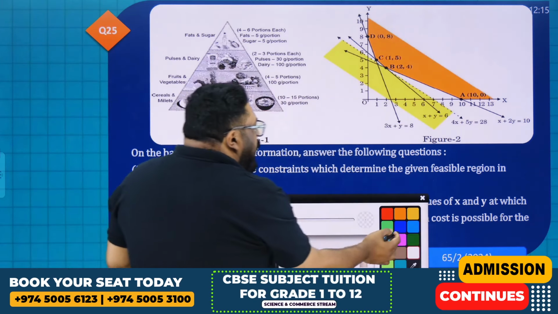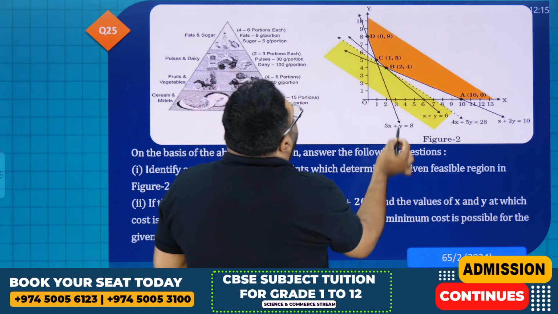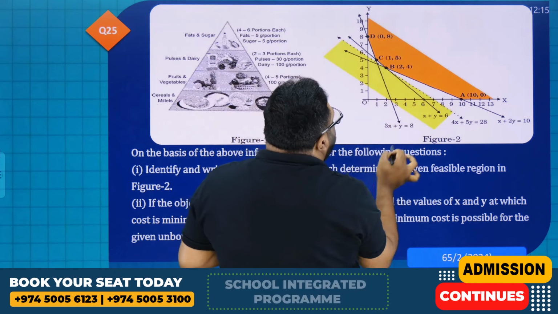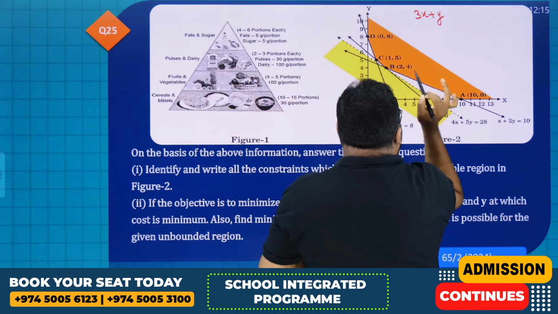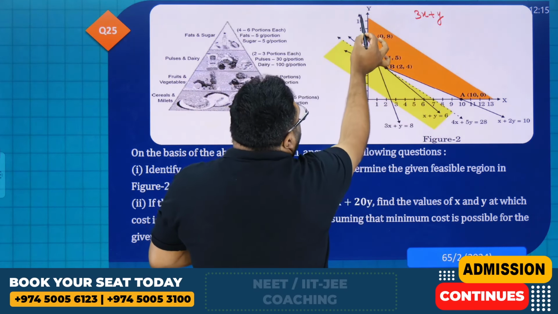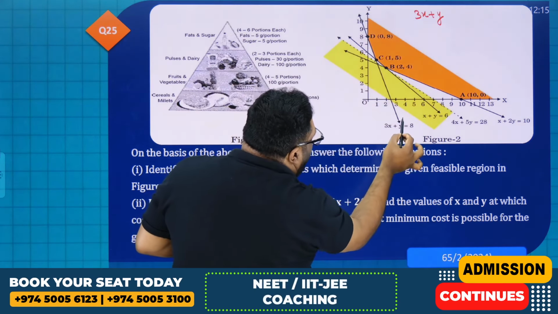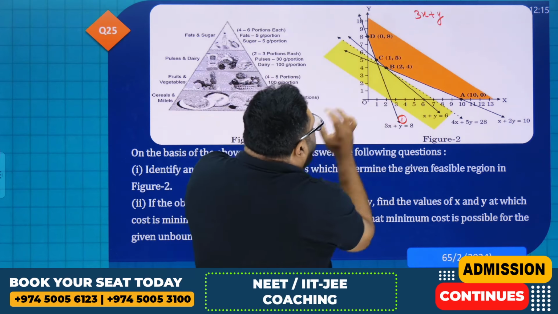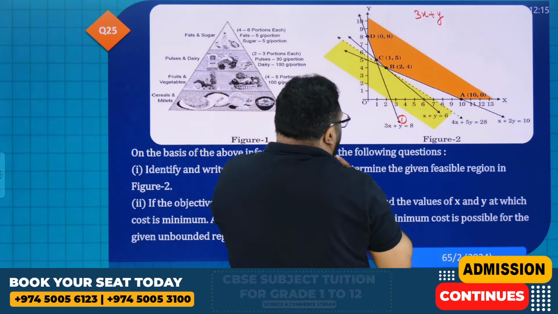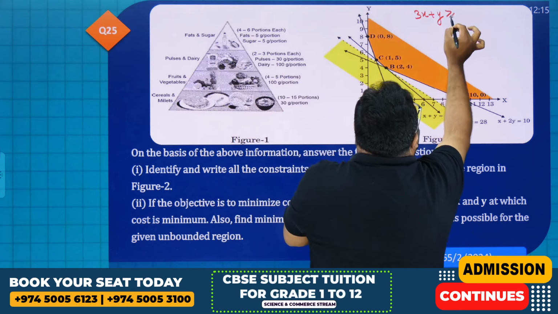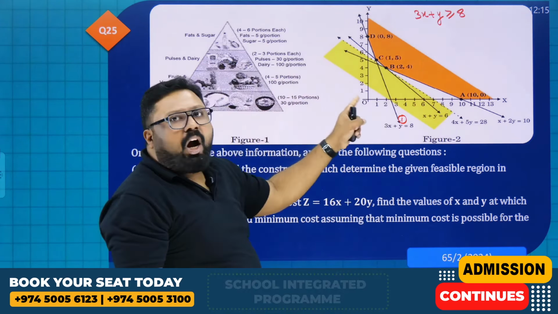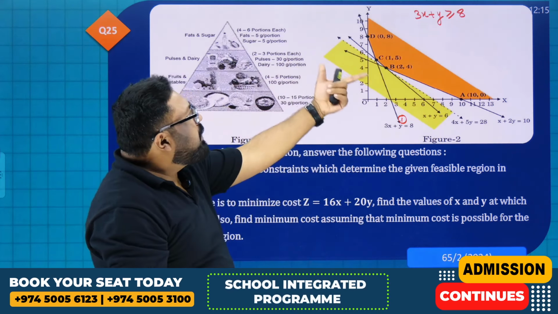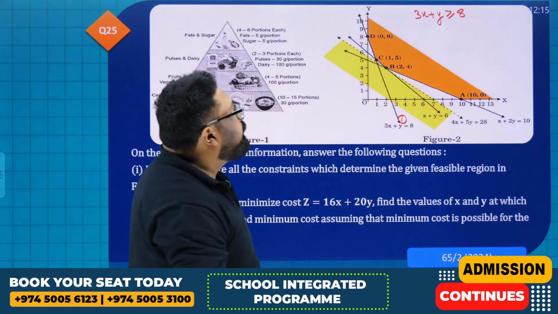Very simple, my dears. How many lines we have here? Line number 1, which is 3x plus y. Okay? And you can see that this line 3x plus y, line number 1, talks about anything greater than 0. So it's going to be greater than or equal to 8. That's all. You can see that origin is not part of that line. So 3x plus y is greater than or equal to 8.